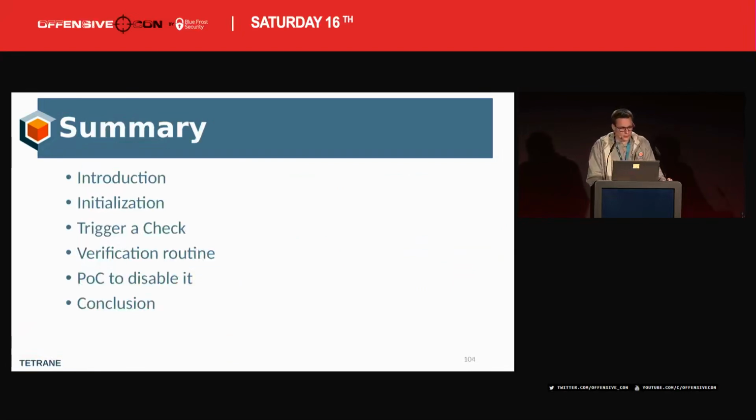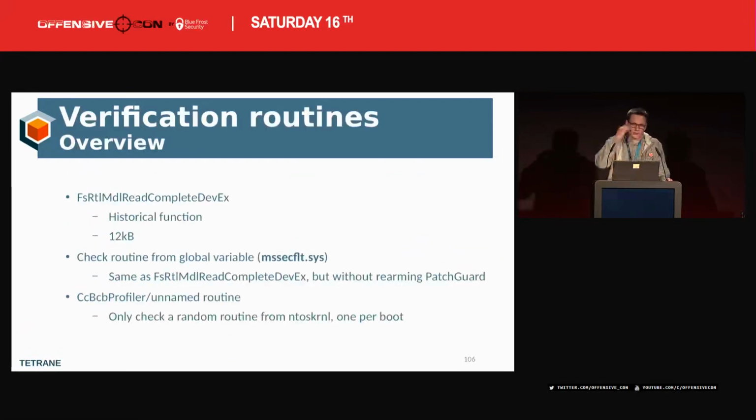So now let's see how verification routines work. There are three verification routines mainly. The first one is the historical one. It's about 12 kilobytes, so it's pretty huge to rehearse, but you can have a look at it if you want. Basically, you just have to open the NT kernel and disassemble it and look at the biggest function in the binary, and it will probably be this one or another one from PatchGuard. But basically, it's really, really huge, so it's quite complicated to analyze it.